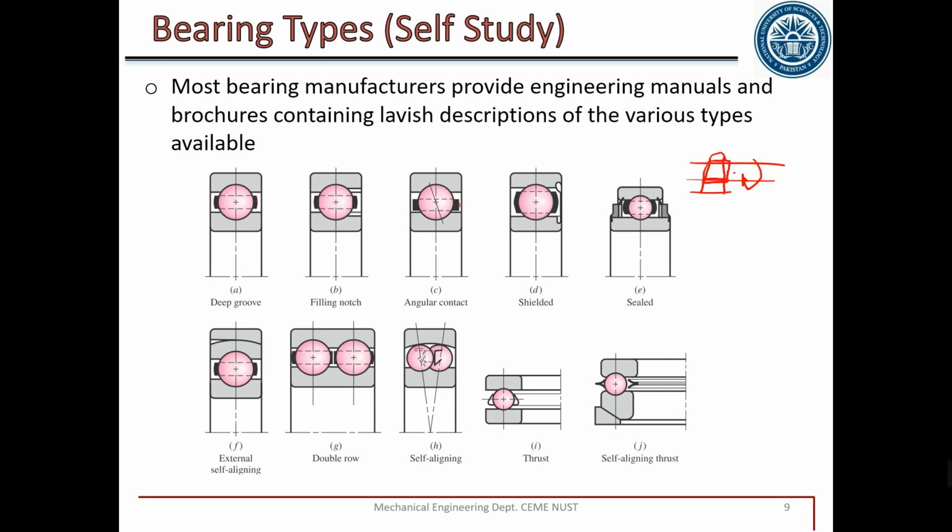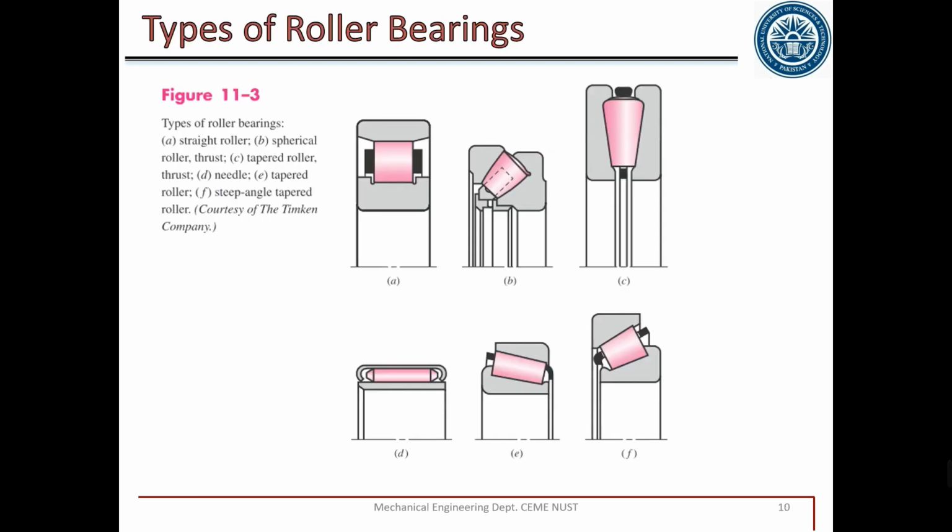If there is a misalignment between the axis of the shaft, due to misalignment, the bearing can support itself. Otherwise, the shaft can be damaged. Also, roller bearings. These were the ball bearings, and we also have roller bearings. For roller bearings, you can study the different advantages of using different types of bearing in the book.